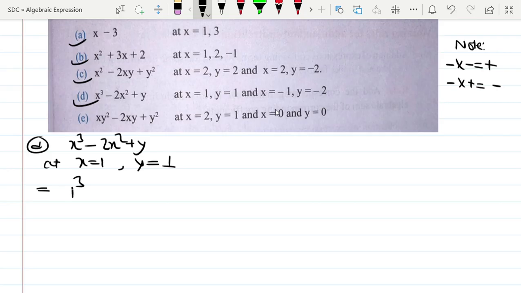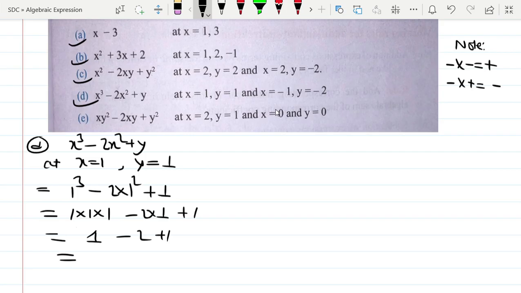So x I replace first with 1 cube, and 2 into x square means 1 square, and y I replace with 1. So 1 cube means 1 multiplied 3 times, it will get again 1, 1 into 1 into 1. And minus 2 into 1 square, 1 multiplied with 1, so that is 1, and plus 1. So 1 we multiply 3 times, it again gets 1, 2 into 1 is 2, plus 1. You should take caution that you do not mix up minus and plus if many plus signs are available there. So we see here plus 1 and plus 1.